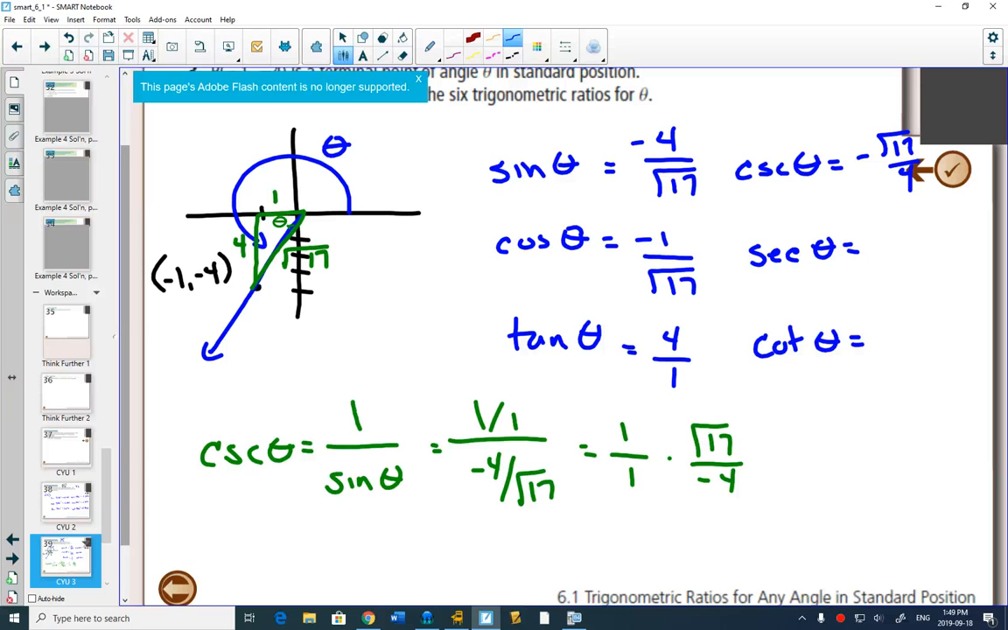I'm going to show you a shortcut right now and see if you can follow. Cos of theta is -1 over root 17. Secant of theta is -root 17 over 1. Do you think you could follow that shortcut? Do you think for tan you're able to do this without doing all that work?